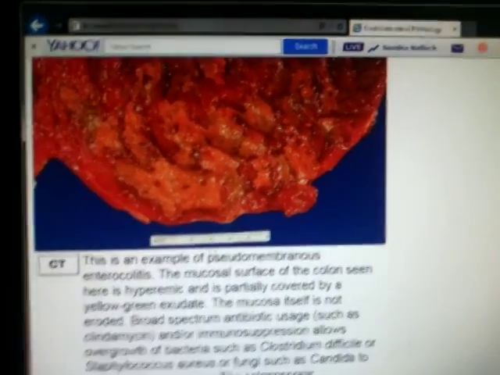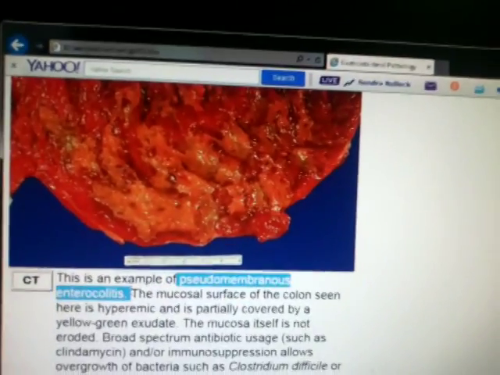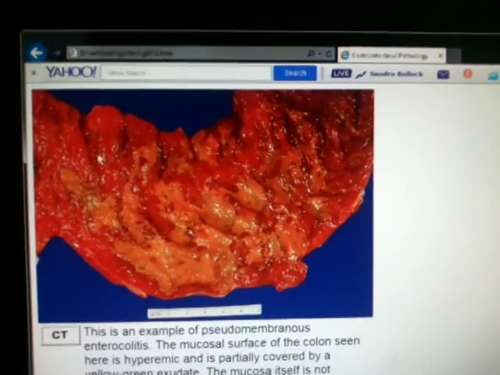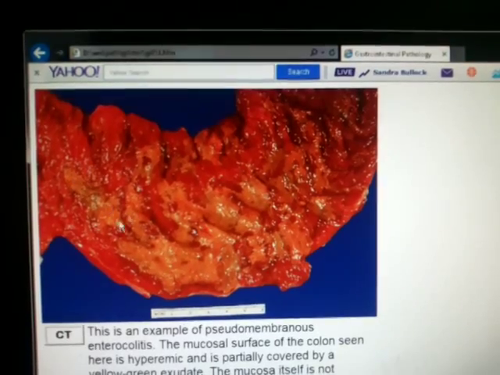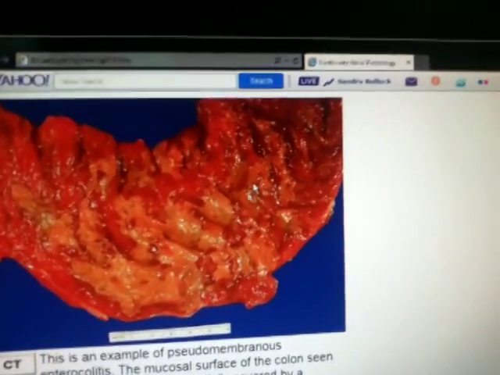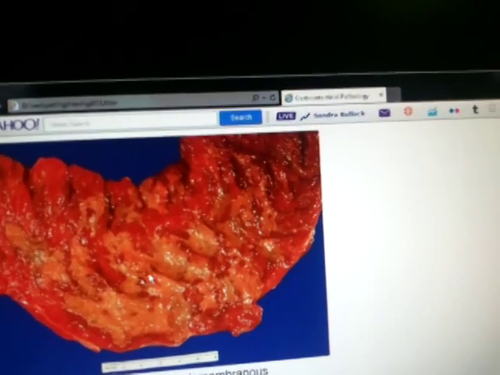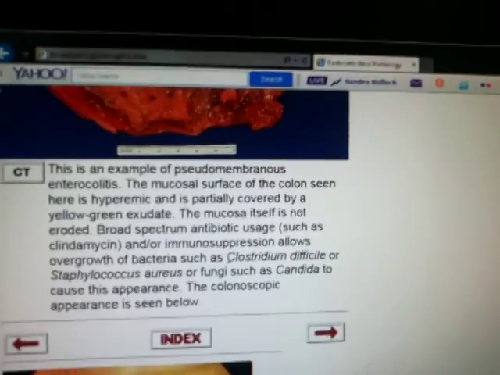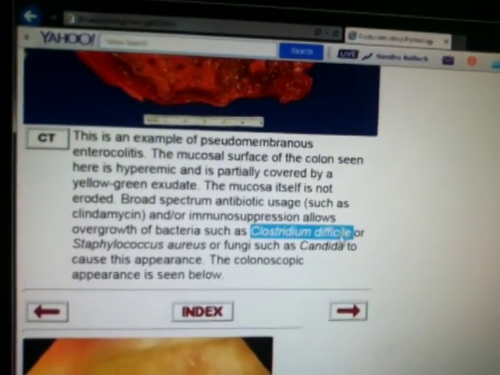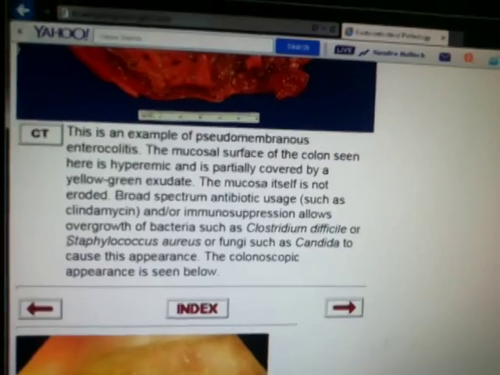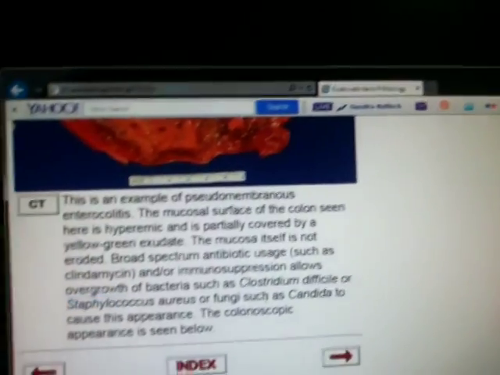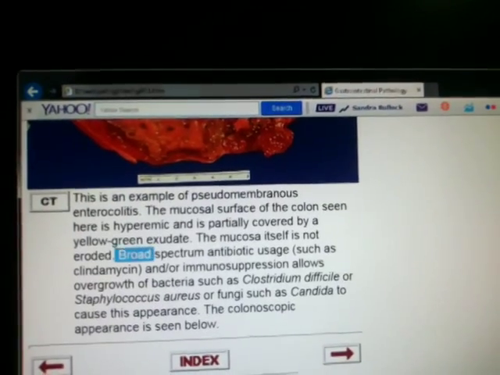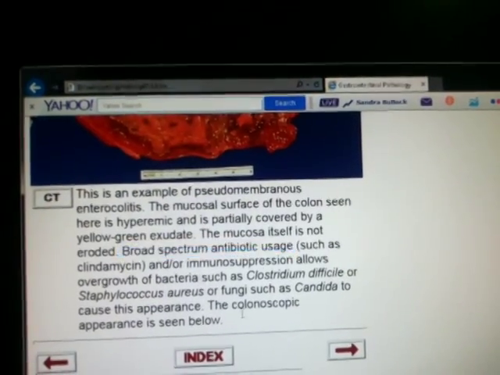An example of a disease is pseudomembranous colitis or enterocolitis. In the gross appearance of this disease, the mucosa is hyperemic and covered with white, green to yellow membrane-like material, which is called pseudomembrane. This is due to infection by bacteria called Clostridium difficile, and other organisms can also cause this appearance, like Staph aureus and fungi like Candida. Usually the patients have a history of broad-spectrum antibiotic usage.